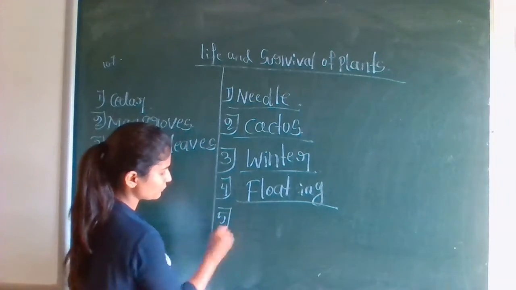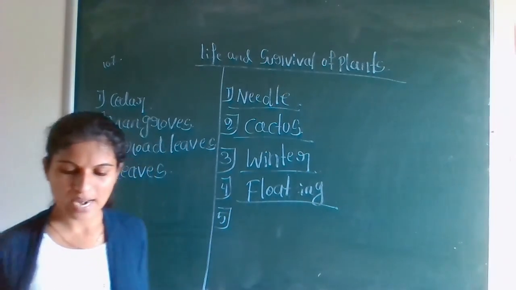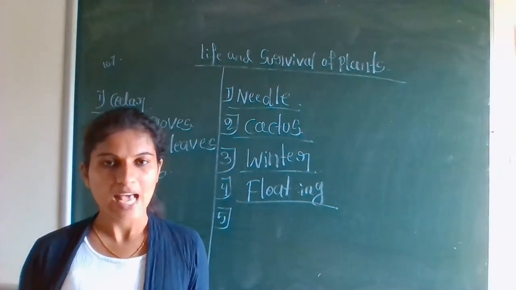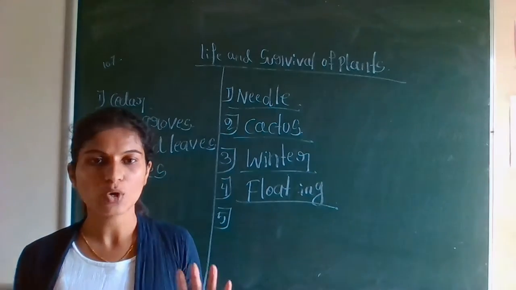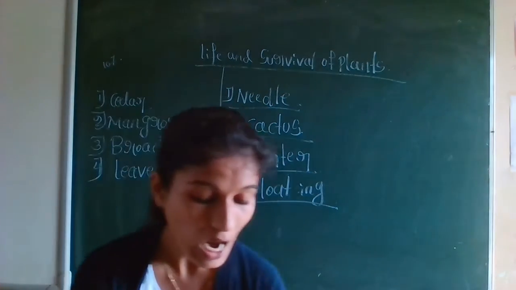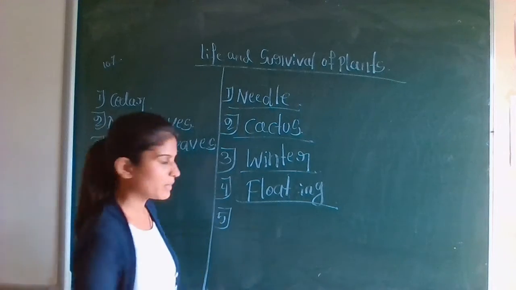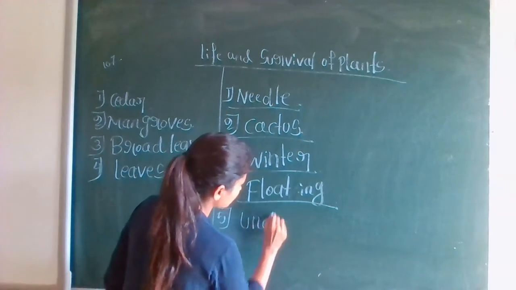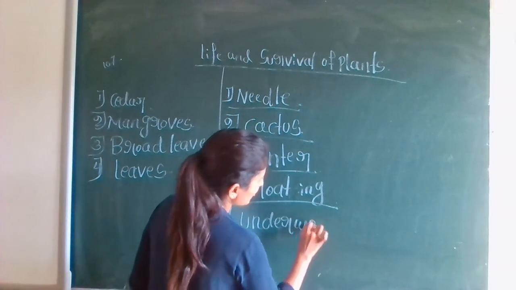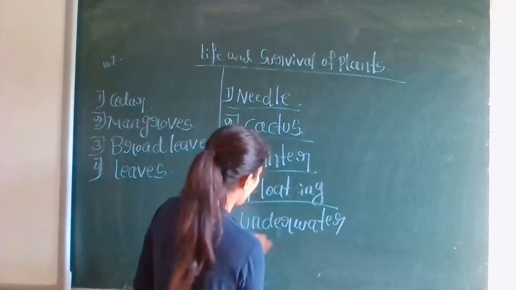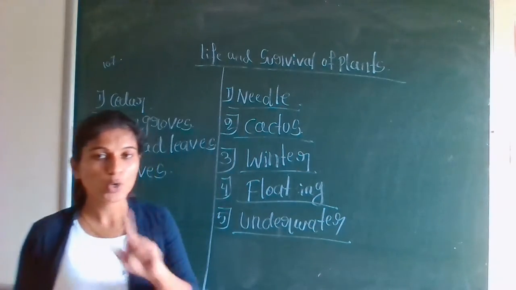Next, last one, fifth one. What is the question? Dash plants have no stomata. Which plant does not have stomata? Underwater plants. So underwater plants have no stomata.